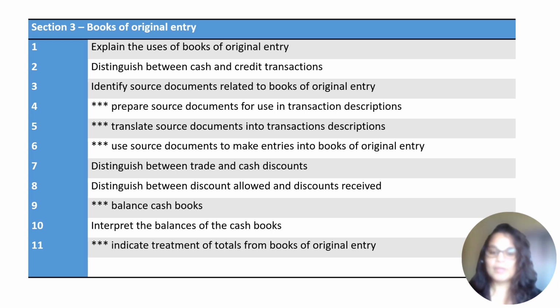Prepare source documents. Translate the source document into transactions. Use source documents to make entries into books of original entry. What are your books? Learn them. Balance your cash book and indicate treatment of totals from books of original entry. So you need to have the practical experience in this. If you don't have the practical and you go into the exam room and attempt one of these questions, know that you're going to have much difficulty passing the question.